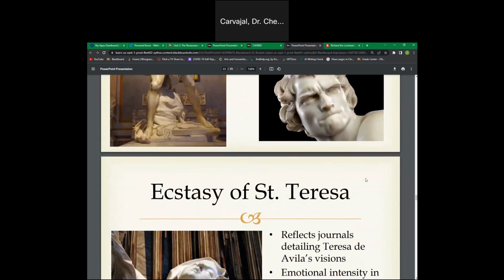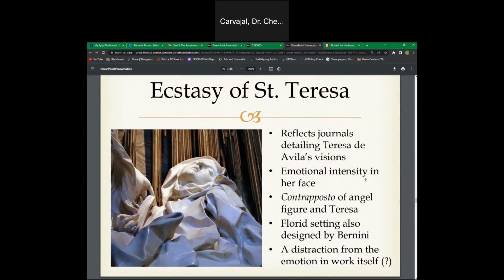The other thing that's Baroque, and this is probably the epitome of Baroque art and Baroque sculpture, is the Ecstasy of St. Teresa. Remember, we mentioned St. Teresa before, and she was that nun who had all these visions. Well, her visions, the way she described them, she would have these dreams of an angel coming and taking an arrow and stabbing her in the chest with it. And she said it was the most exquisite pain and pleasure.